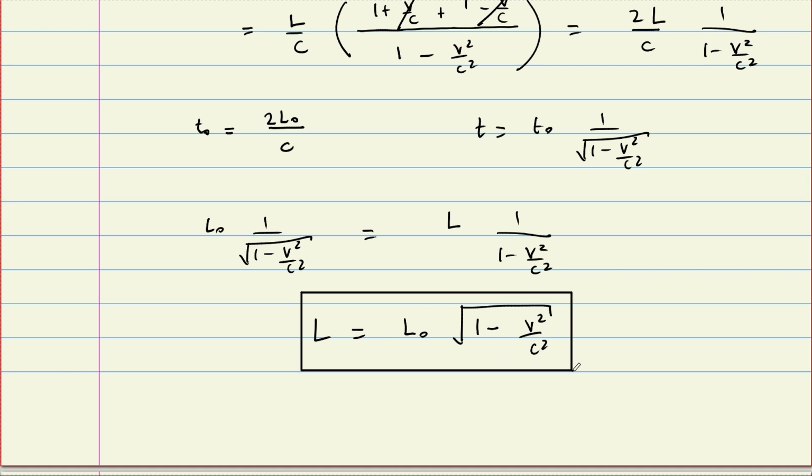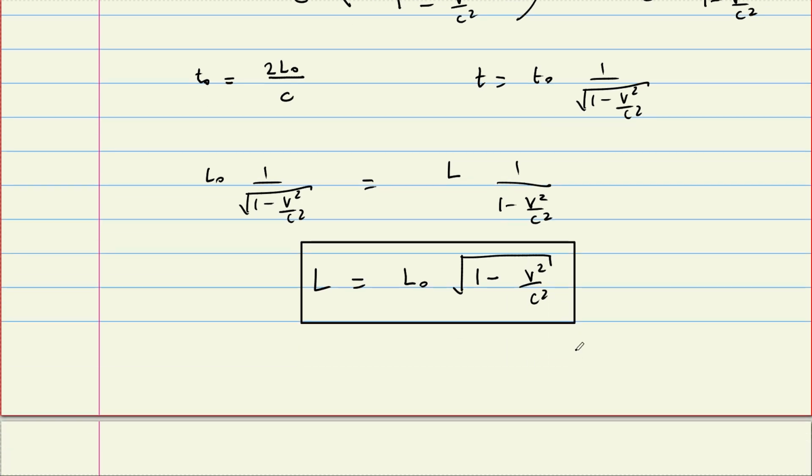Okay. And now, V is less than C, so V over C is something less than 1. 1 minus something less than 1 is something less than 1. If you take the square root, it's still less than 1. If you multiply L naught with something less than 1, the result will be less than L naught. So what we see is L is less than L naught.